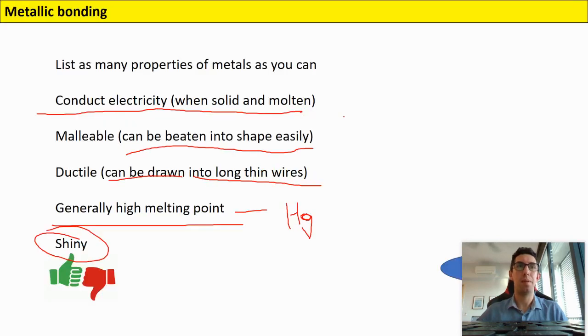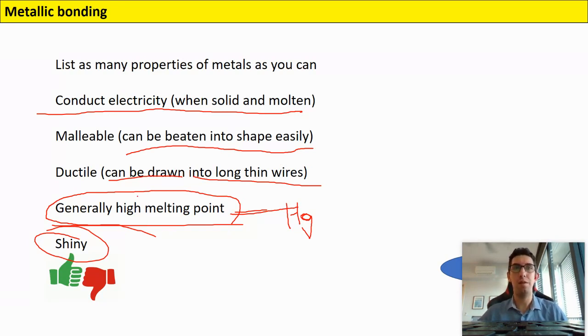Okay, let's talk about high melting points. So we talked about melting points with ionic compounds, very similar. Have a go now. Why do you think metals generally have high melting points? Use the words that you would use when you were talking about an ionic compound having high melting points. It's very similar. Pause the video, see how much you get, and then we'll correct it in a sec.